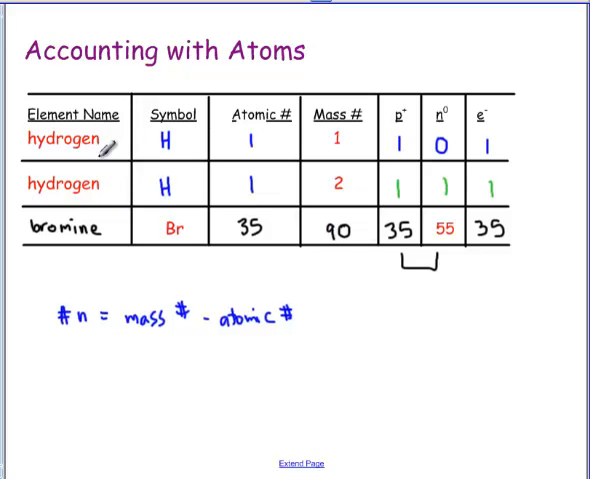Now, because we have different versions of the same element, which are called isotopes, we need a way to distinguish between them. The way that we do that is we write in the mass number after the element name. So the proper way to represent hydrogen in this example would be hydrogen-1, its mass number. This would be hydrogen-2. Bromine would be bromine-90. So it's a more specific way to indicate what variation of an element we're talking about at any given time.